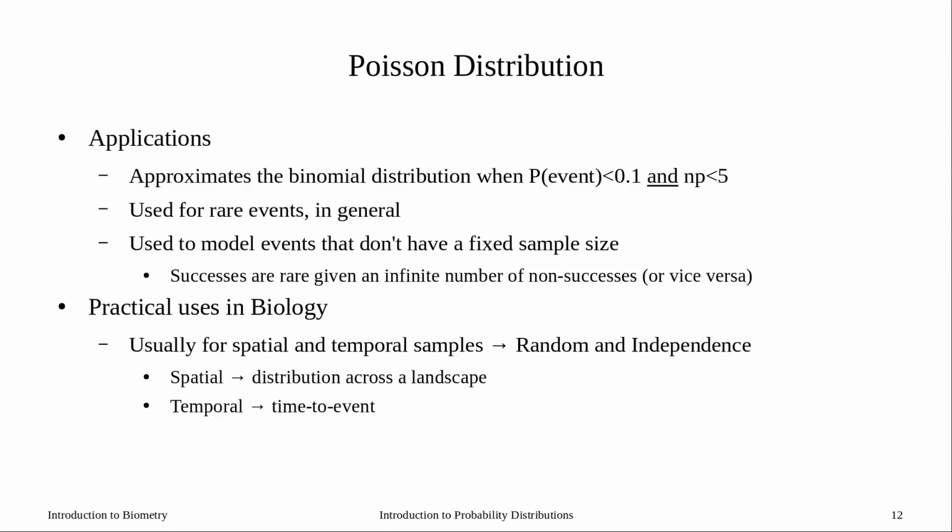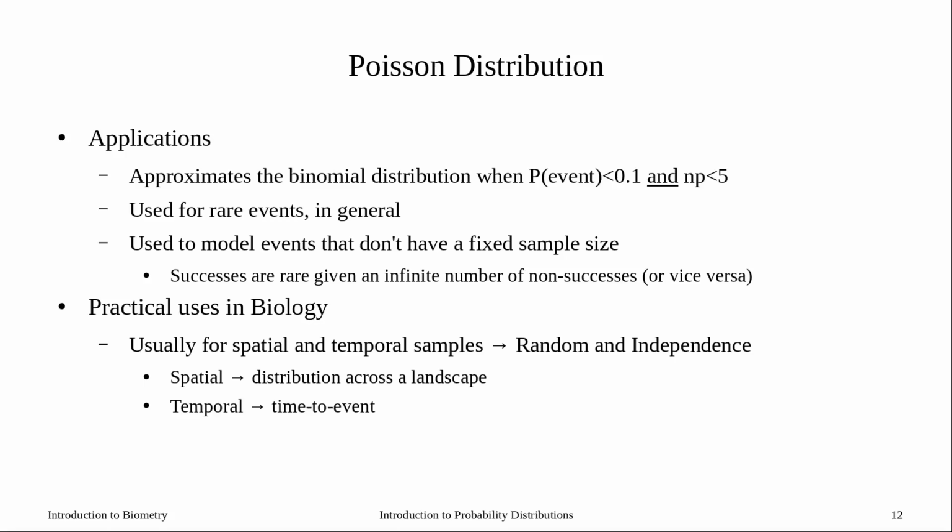So a key distinction when deciding to use a Poisson is basically we don't have an out of number, whereas a binomial needs that out of number. When do we use the Poisson distribution in biology? There's really two different cases. One is for testing spatial distributions, and second is to test temporal distributions. So really what we're looking at is randomness in a spatial landscape or randomness through time.